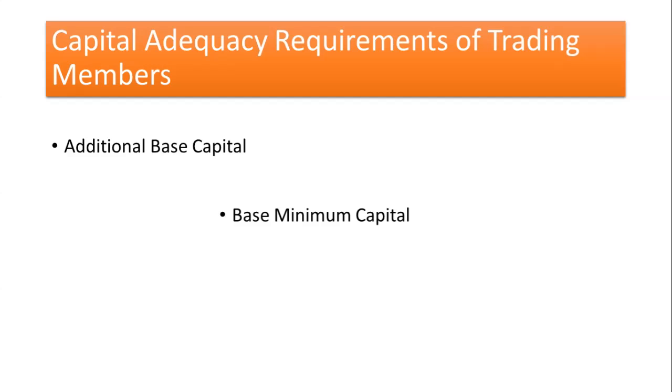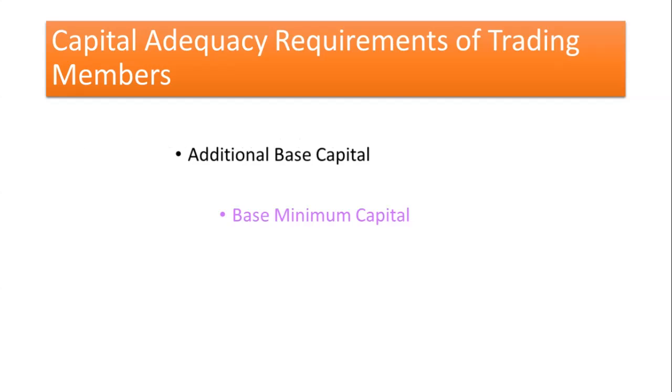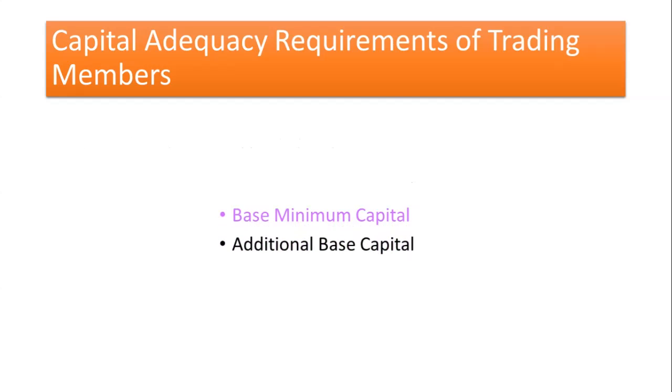We will move on to the next one, additional base capital. The name itself explains it. In support of the base minimum capital, the additional base capital limit is introduced. It is an additional benefit or additional support to the investor, as well as to the buyer or seller of the particular instrument. The condition is the same, but apart from the base minimum capital, based on the positions taken by stock brokers, that amount has to be additionally paid by them to stock exchanges.